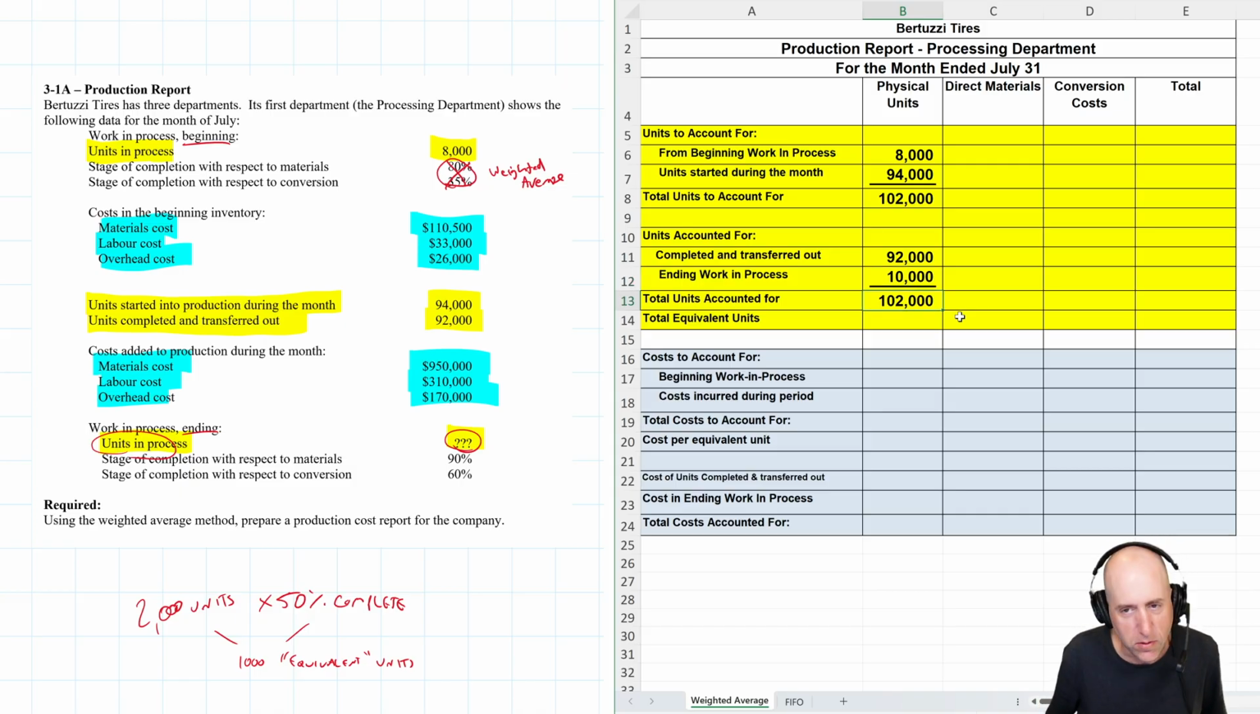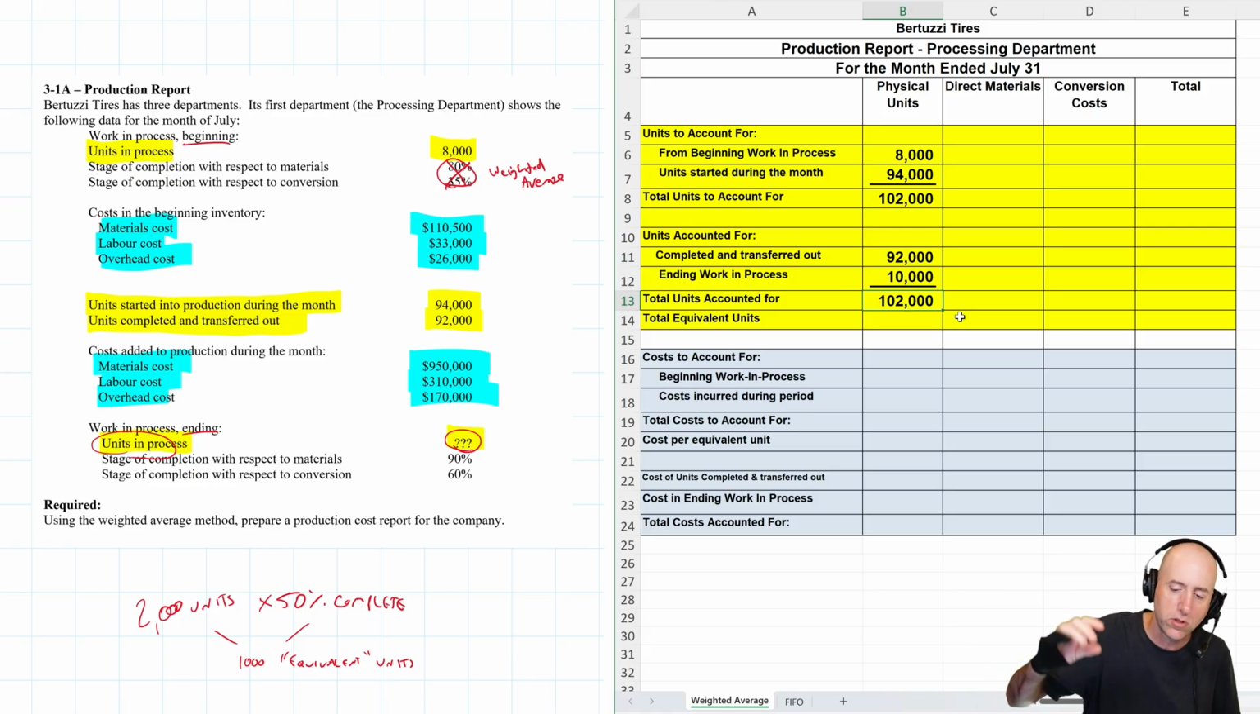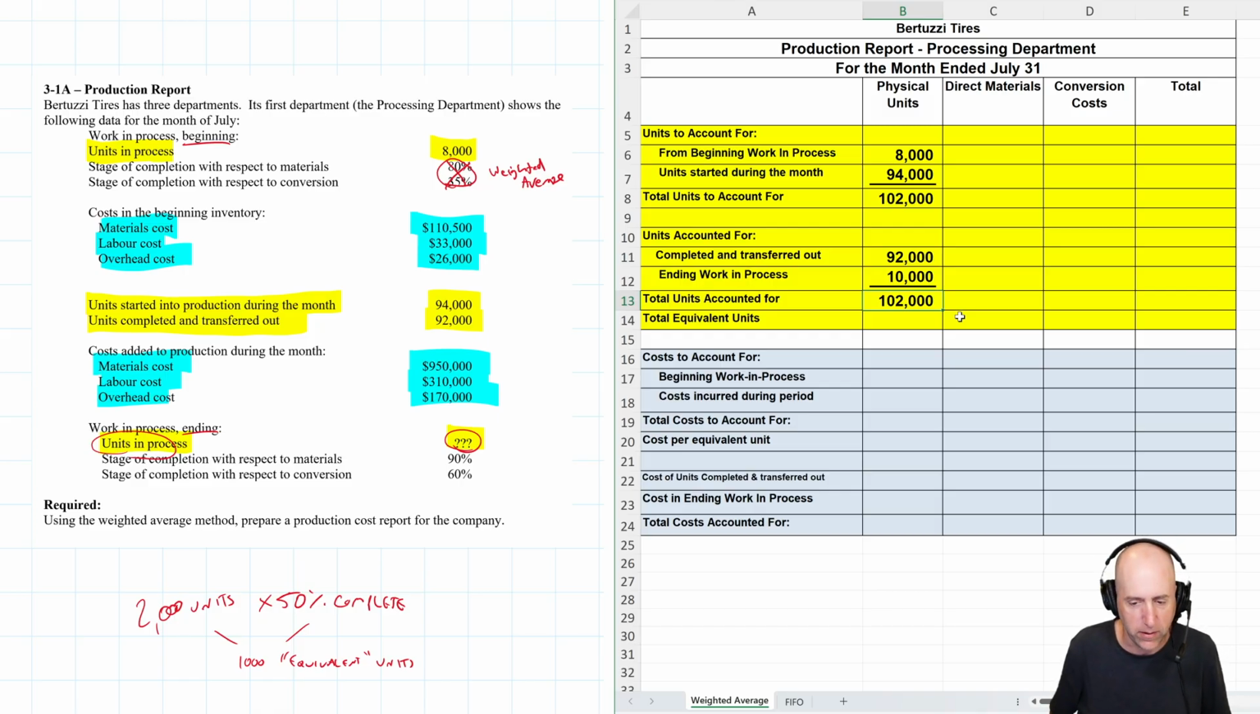So again, I haven't used a dollar amount and we're underway. This is the first step, just getting that little reconciliation at the top. Total units to account for, total units accounted for. On to equivalent units. I'm going to fill in here.